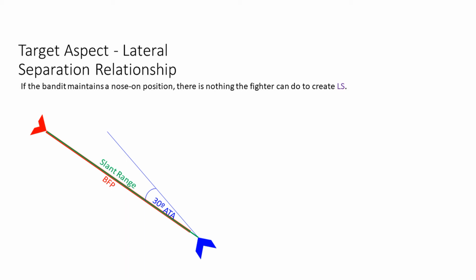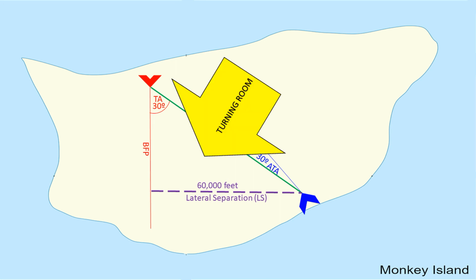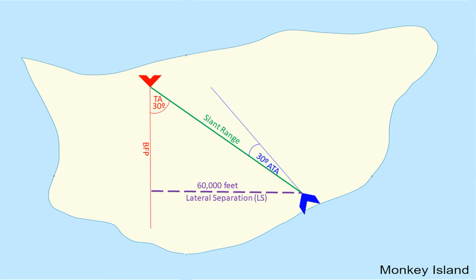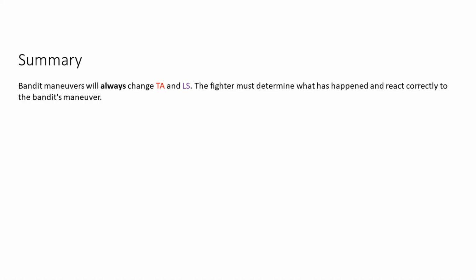So if a Bandit maintains a nose-on position like this, there's actually nothing the fighter can do to create lateral separation. Lateral separation is important because to us, that's our turning room. So a quick illustration, this is the scenario that we just saw imposed on Monkey Island. And this area right here, between our ATA and their TA, is our turning room. So that's the room that we have to work with during an intercept.